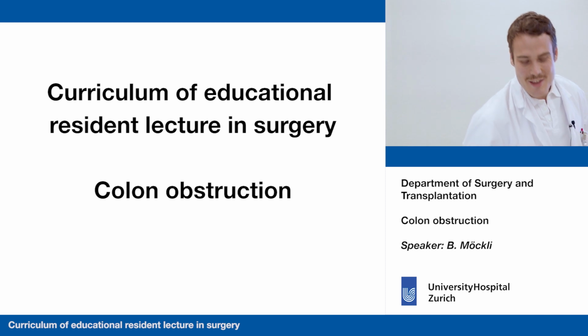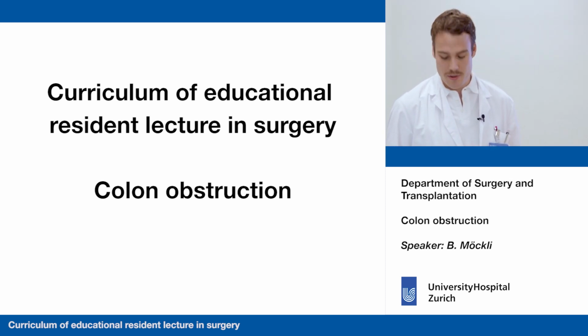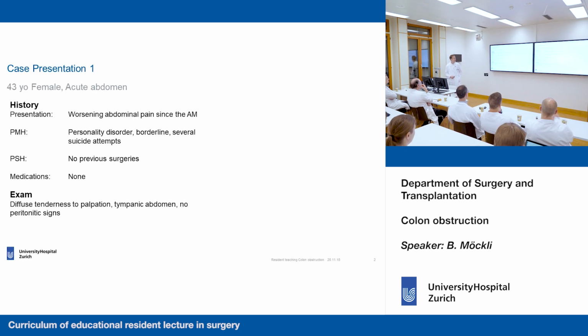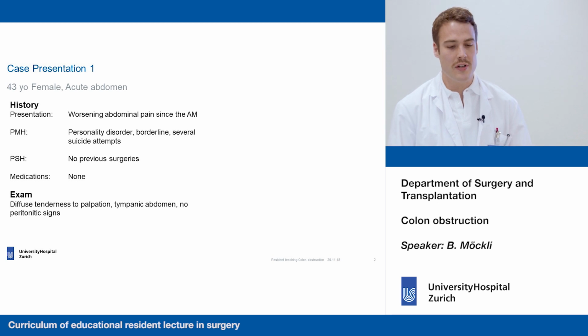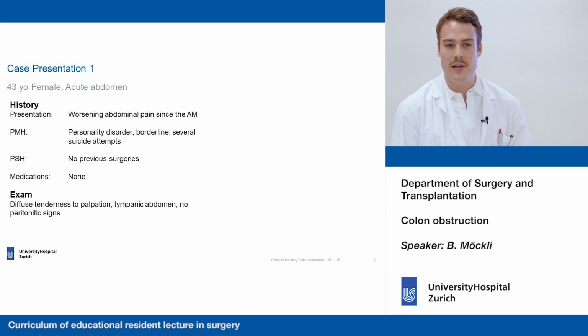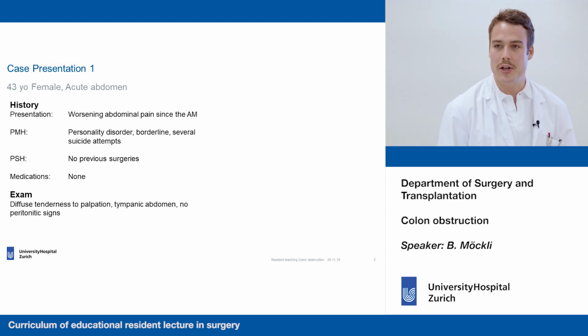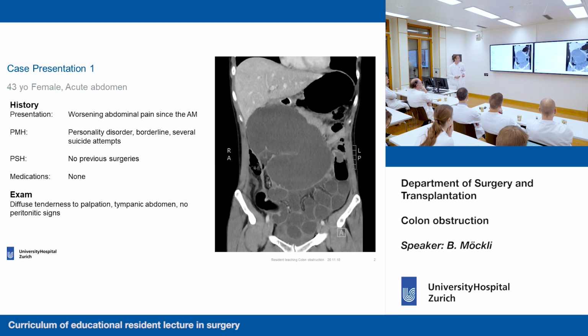Thank you for the introduction and welcome to the resident lecture this morning about colon obstruction. I'd like to start out with a case presentation. It's a 43-year-old female who presented since the morning with acute abdominal pain. She has a remarkable past medical history for personality disorder and several suicide attempts, no previous abdominal surgeries, and no medications. On exam, she has a diffusely tender abdomen, a tympanic abdomen, but no peritonitic sign. A CT scan was performed and shows the following picture.